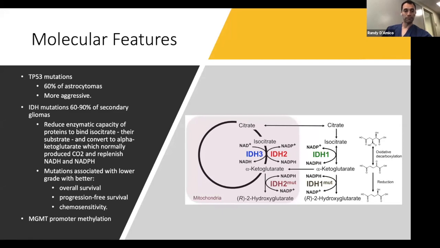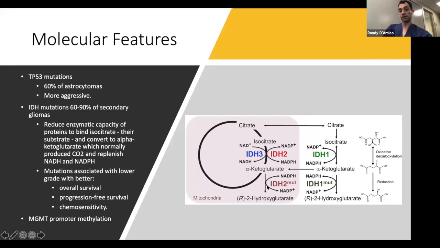It's a little known enzyme, but basically the mutation reduces the enzyme's ability to bind isocitrate, which is its substrate. That converts to alpha-ketoglutarate, which you can see here, and usually produces CO2, but then replenishes NADH and NADPH. So with reduced binding, you're getting less of those things.